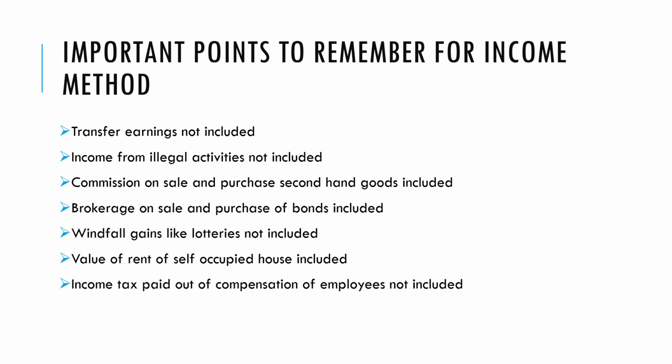Windfall gains like lotteries will not be included because there is no service rendered here. Value of rent of self-occupied house will be included. Income tax paid out of compensation of employees will not be included. This is because income tax is paid out of the compensation component only, and we already factor in the compensation component while calculating the factor income. So again adding the income tax would lead to double counting, which we won't do.